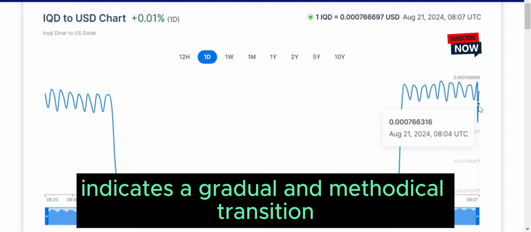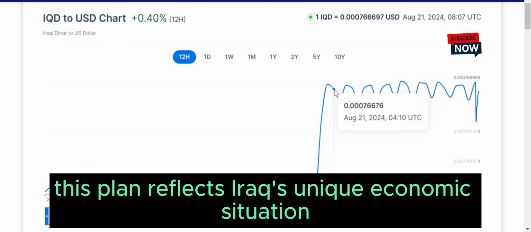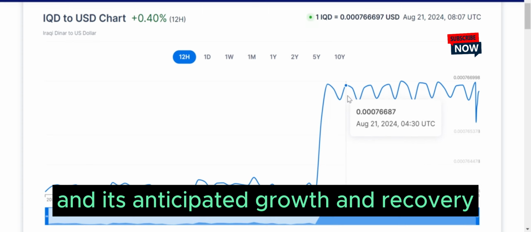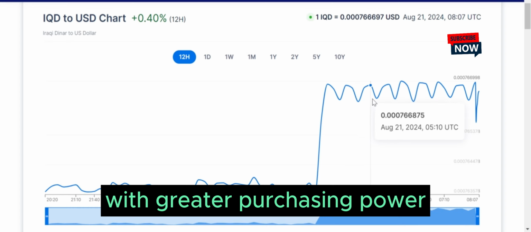and methodical transition, which was something that Dr. Shabibi, the former governor of the Central Bank of Iraq, had wanted. This plan reflects Iraq's unique economic situation and its anticipated growth and recovery, which are expected to result in a stronger currency with greater purchasing power.